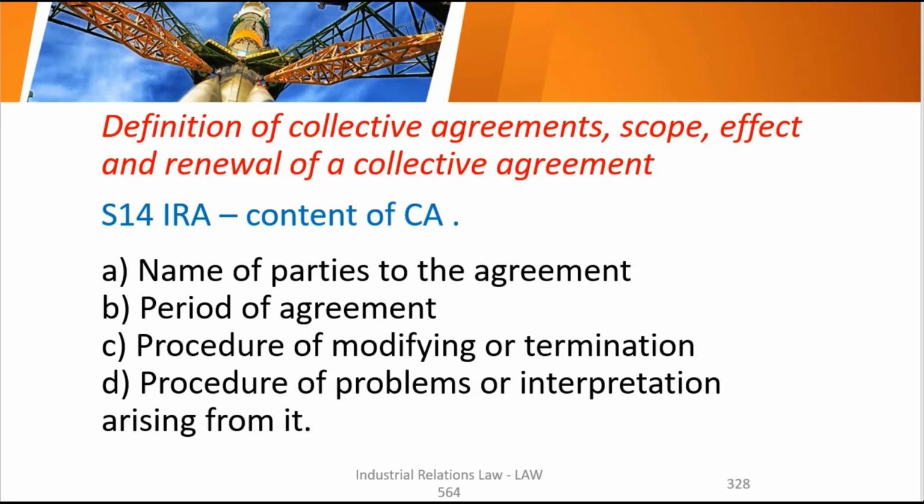Looking at the content of the collective agreement, there are a few things that need to be identified. Obviously, looking at any agreement, there would be the names of the parties to the agreement, the period of the agreement, for how many years, the procedures of modifying or terminating if both parties agree to modify and terminate, and then the procedures for problems or interpretation arising from it. Because initially you can create the agreement and put it in writing, agreed upon by both parties, but later on a dispute can come up over the meaning of a certain clause. So how to solve problems arising within the agreement, how to find the solution, that is also stated.